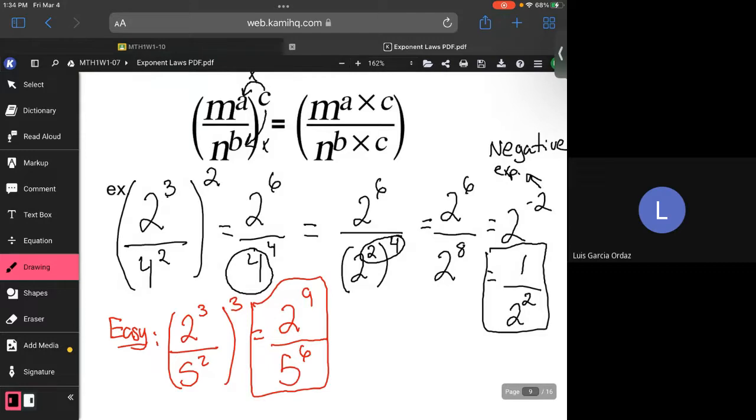Again, we're using our power to a power rule. So 3 times 3 gives me 9. We get the 9 from doing 3 times 3, and we get our 6 from doing 2 times 3. Everyone's following so far? All good? I'll show you after.